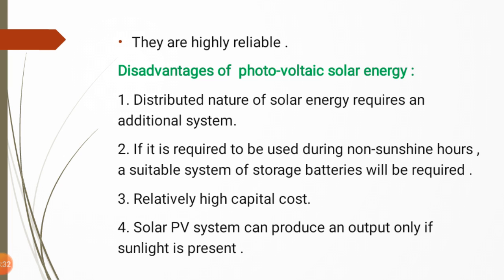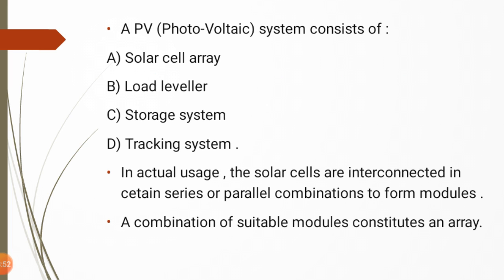A solar PV system can produce an output only if sunlight is present. As we discussed, only if there is sunlight are we able to obtain electricity. That means we are not able to obtain electricity during night times, non-sunshine hours, or on cloudy days. So this is a disadvantage of photovoltaic solar energy. This is all about the advantages and disadvantages of photovoltaic solar energy.